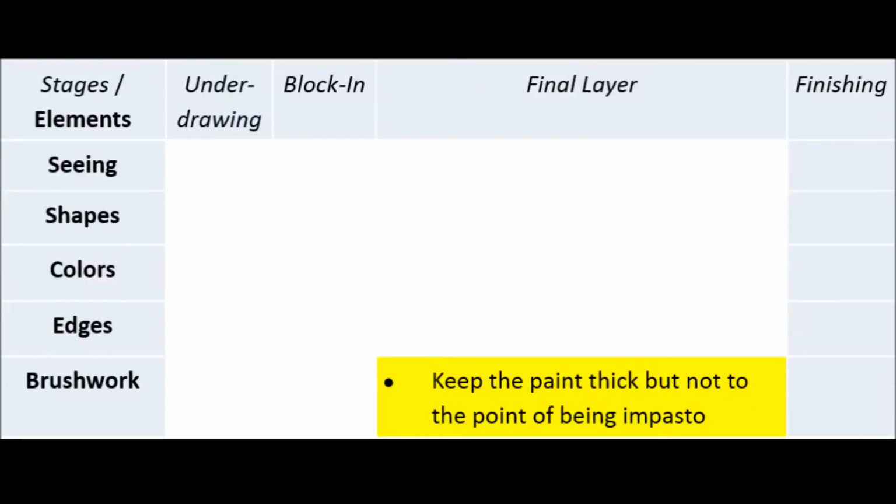The last element that we need to consider in this stage is that of brushwork. Here we want to keep the paint thick enough that it's going to be opaque rather than transparent, but we don't want to make it so thick that we're creating a lot of texture that will be difficult to paint over as we make our final decisions in the finishing stage.